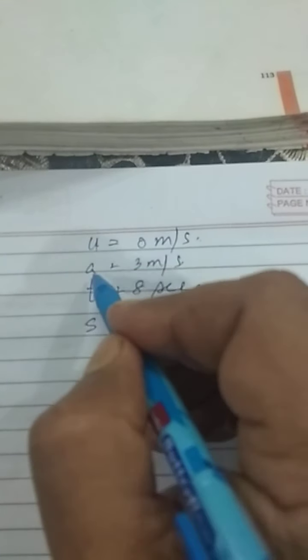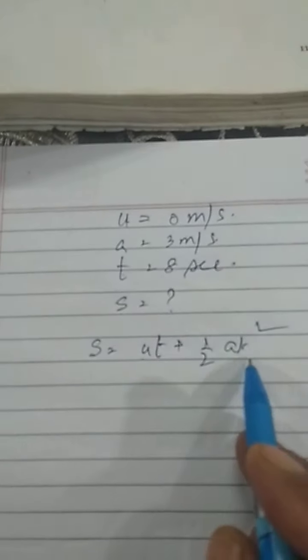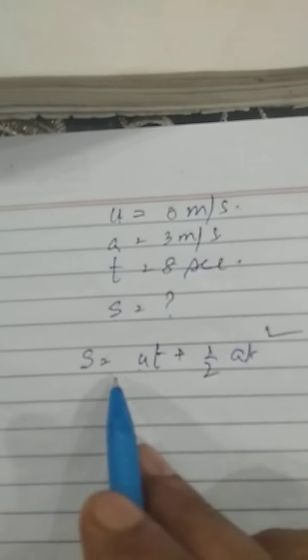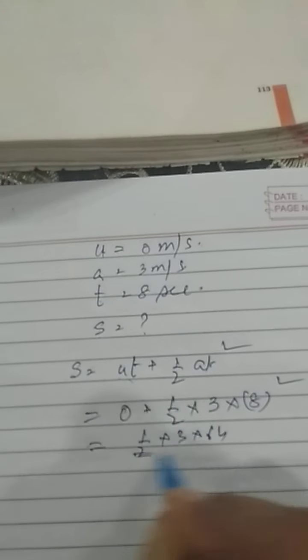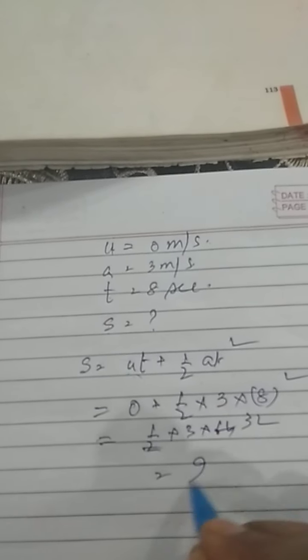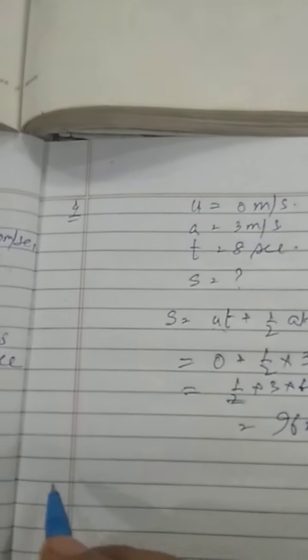So you know the initial velocity and acceleration and time are given, and we have to calculate the distance. Here we can calculate the distance by applying the second equation of motion. S is equal to ut plus half at square. u is 0, acceleration is 3, and time is 8. 8 square is 64. So half into 3 into 64, 32 times 3 is 96 meter. So the distance covered by the boat is 96 meter. Fifth question is of graph.